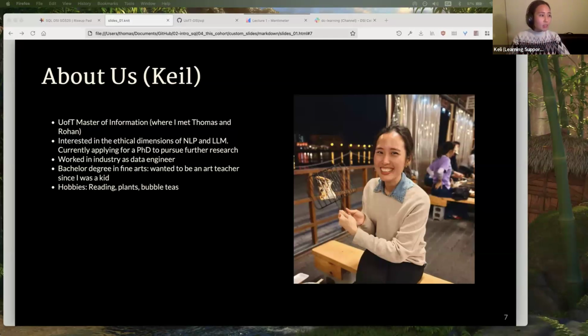And I am interested in the ethical dimensions of NLP and LLMs. I'm currently applying for a PhD again in the iSchool, Faculty of Information in U of T, to pursue further research. And I worked in the industry as a data engineer, where I work with Python daily. And I would say SQL weekly, not as much, but I'm good enough.